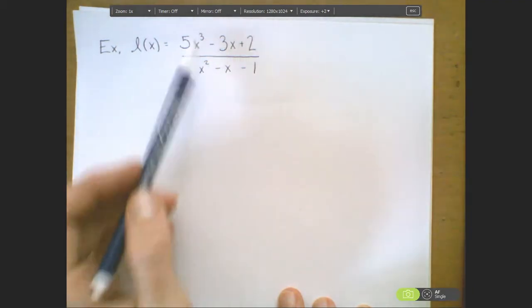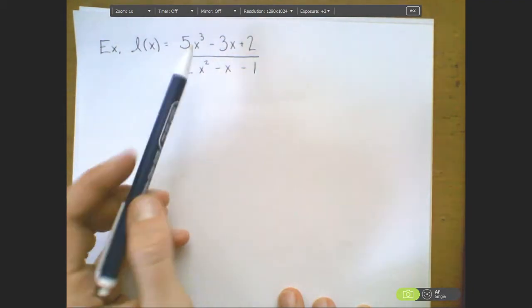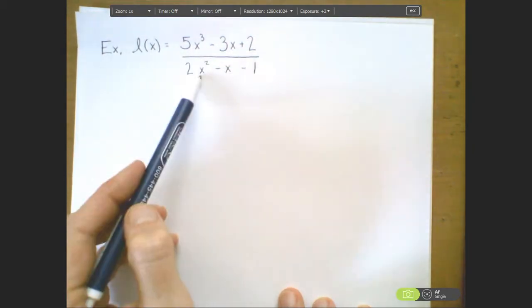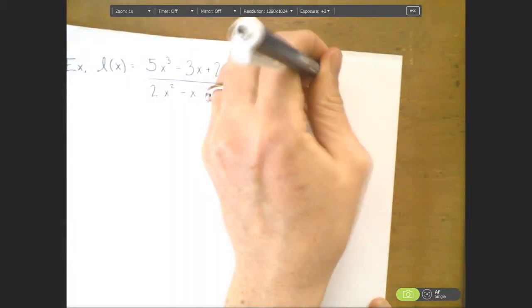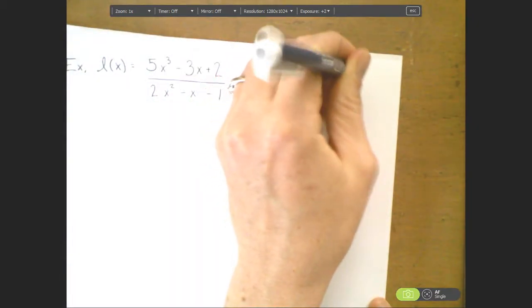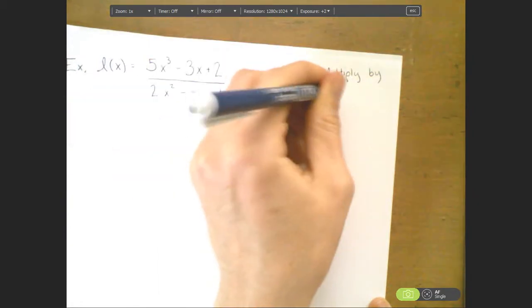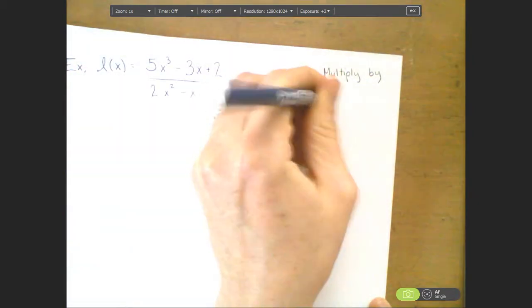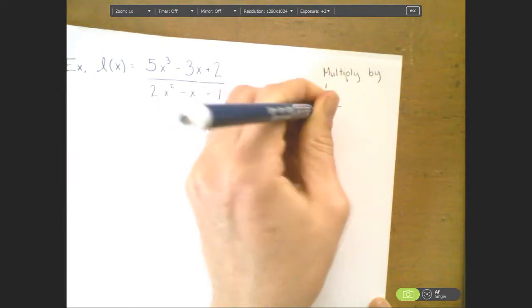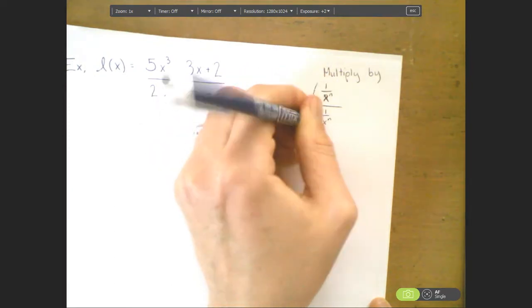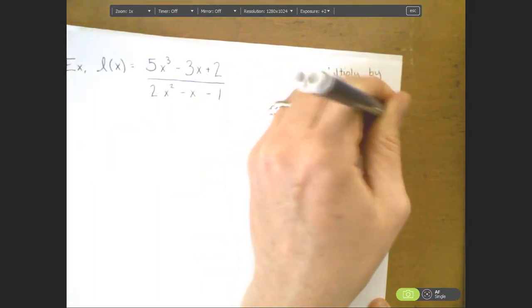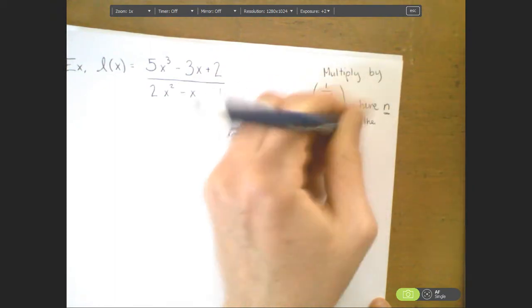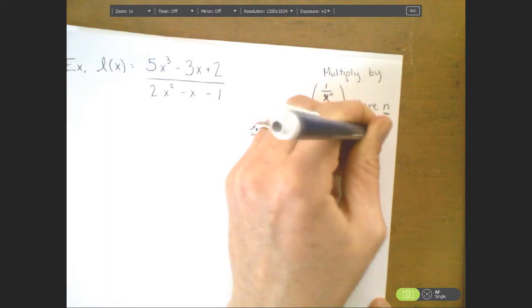I'm going to multiply both top and bottom by something, and I want to make sure that I get rid of every single one of these x values. So I'm going to multiply, and I'll write this to the side. Multiply by 1 over x to the n divided by 1 over x to the n. And what is the n that I want? Where n is the largest power, and we would say that it's actually the largest degree.